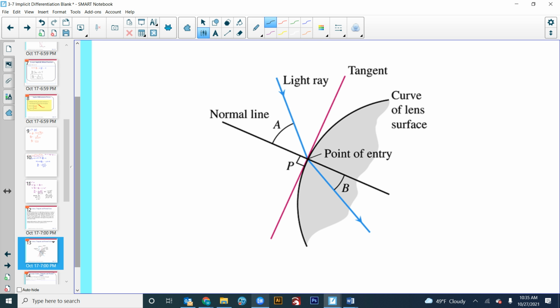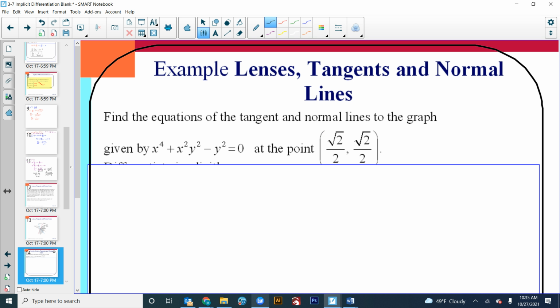So we got our tangent to the curve, we got our normal line, point of entry, and then the focal point is going to be somewhere on the normal line. If it's not, then you have to adjust it. So as we deal with these, you're going to get some funky equations like that. So let's do a quick little exercise.